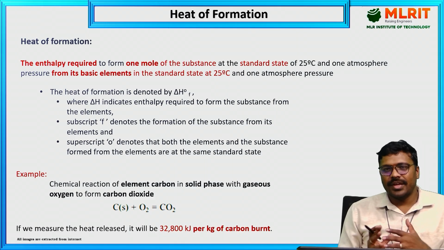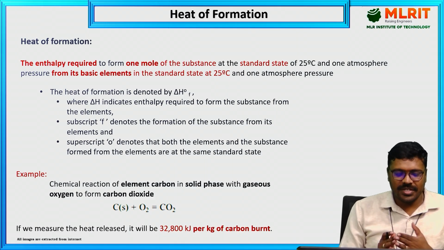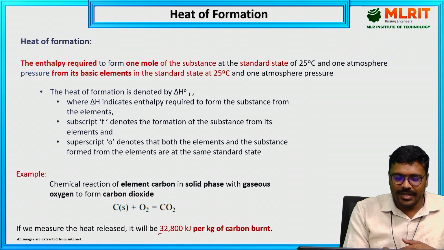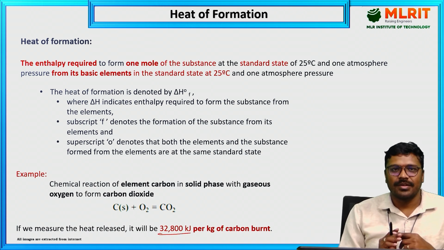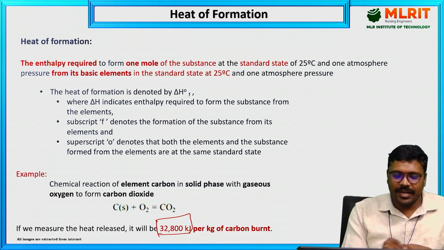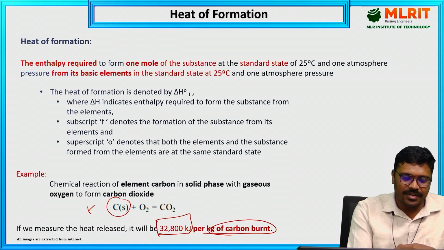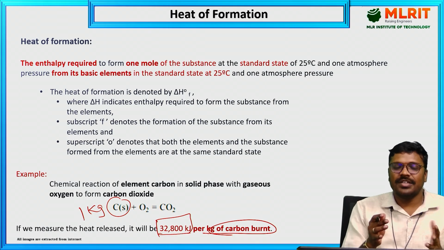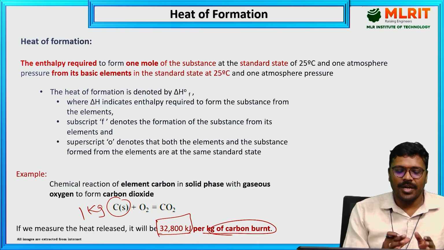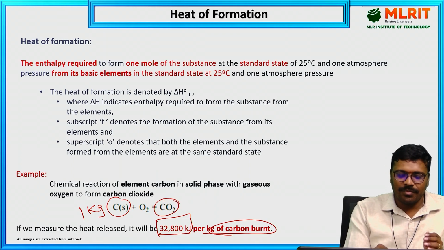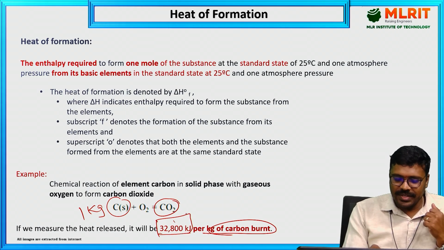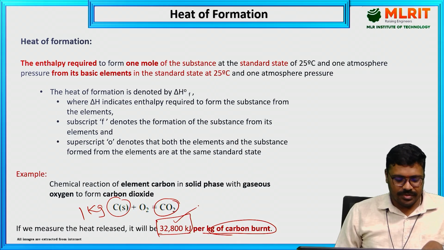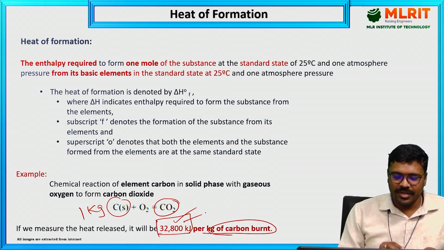So, if we measure the heat of formation of CO2 like this, the value we'll get is 32,800 kilojoules per 1 kg of carbon burn. If you burn 1 kg of carbon with sufficient oxygen, with complete carbon burn, then you will get 1 mole of CO2 here. The energy released is 32,800 kilojoules. So, this is nothing but the heat of formation of CO2.